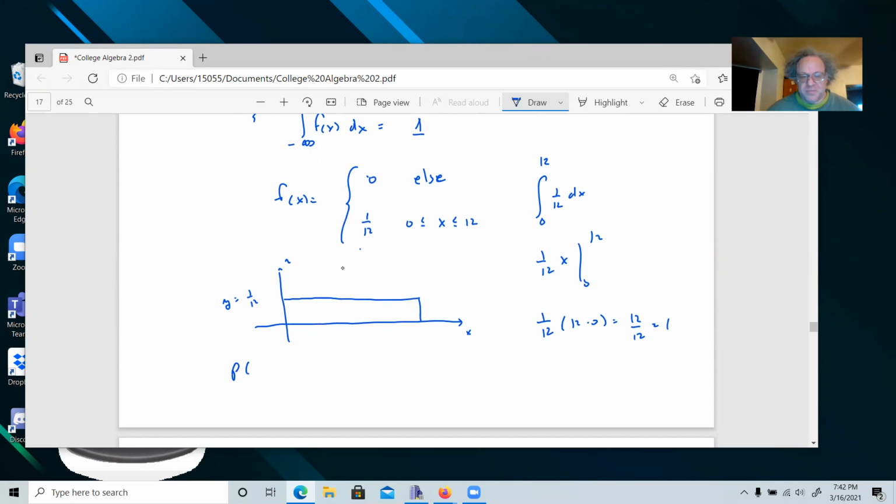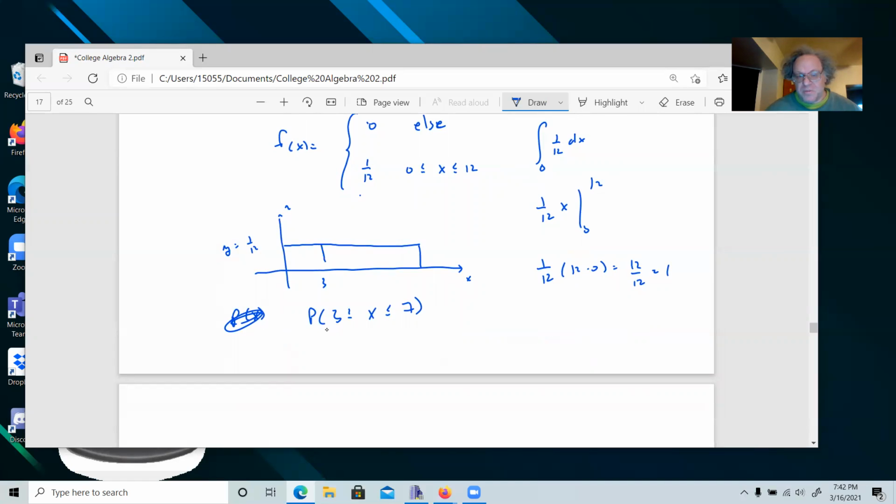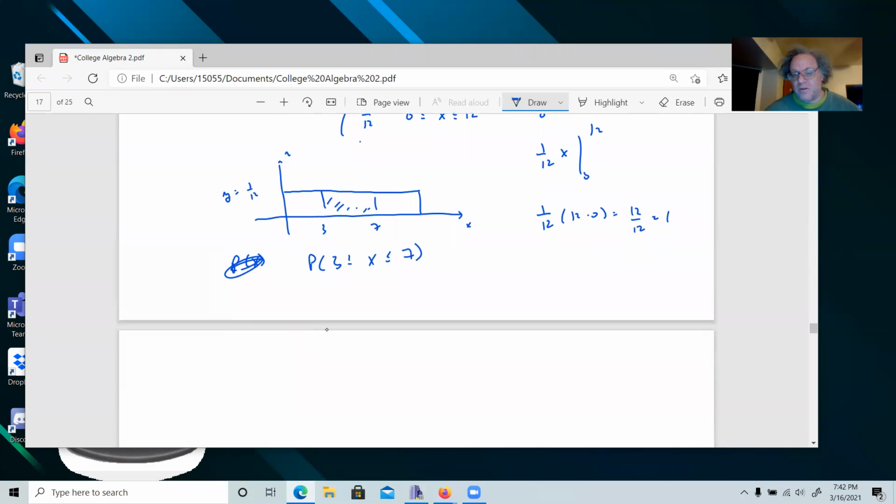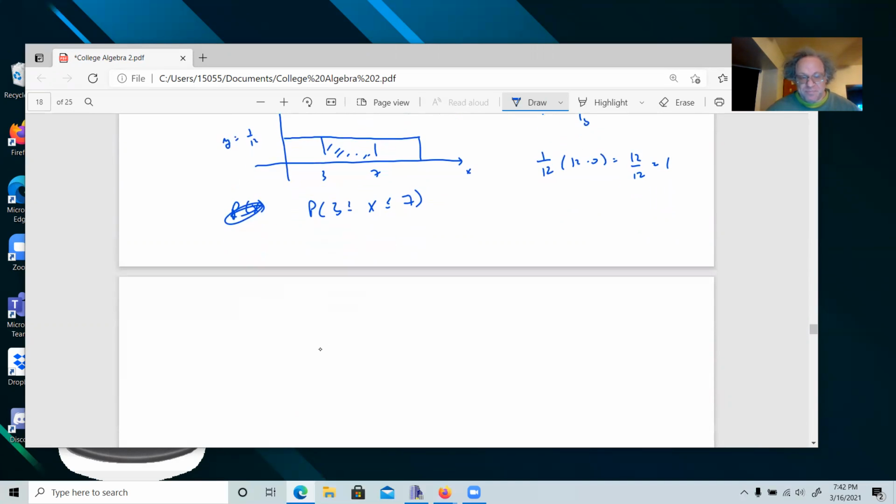If I wanted to know what's the probability between, say, 3 and 7, then all we would do is integrate out 3 and 7. We would want this portion of the whole rectangle, so probability is like the part of the whole. We go from 3 to 7 of 1/12 dx. I'll spare you the calculus, and we get 4/12, which is a quarter. Okay, no, it's a third, sorry.